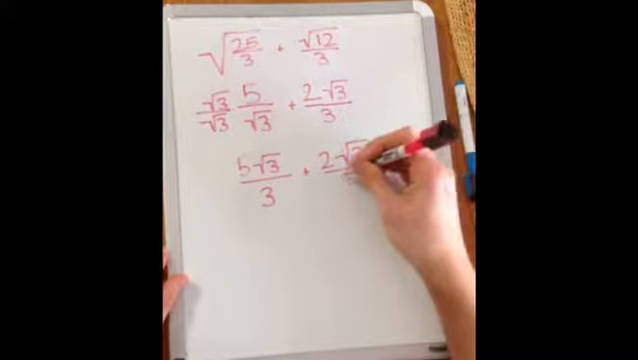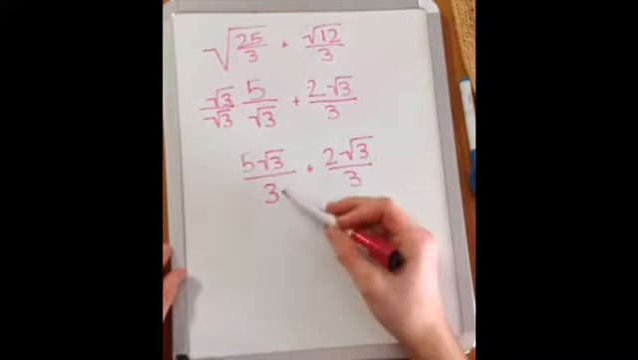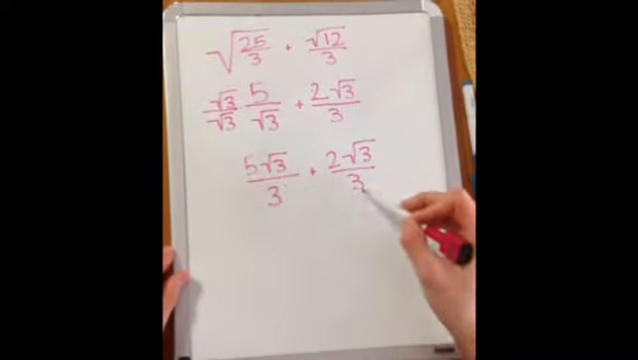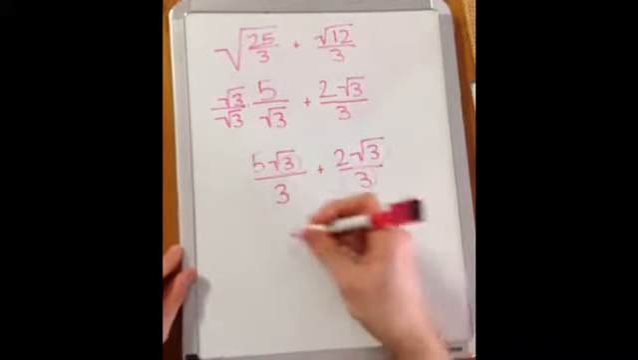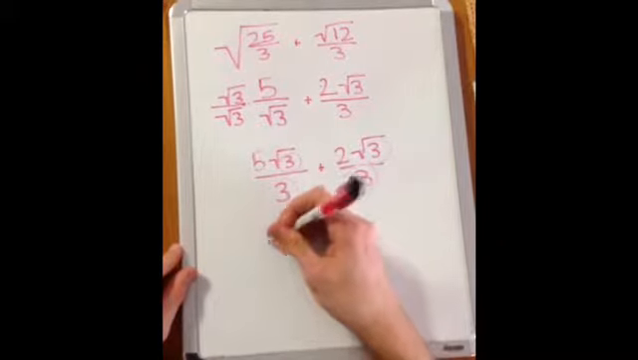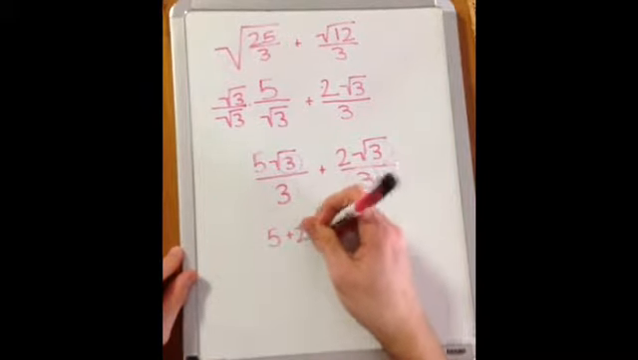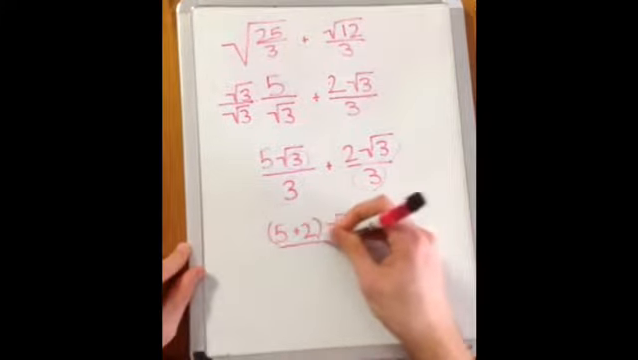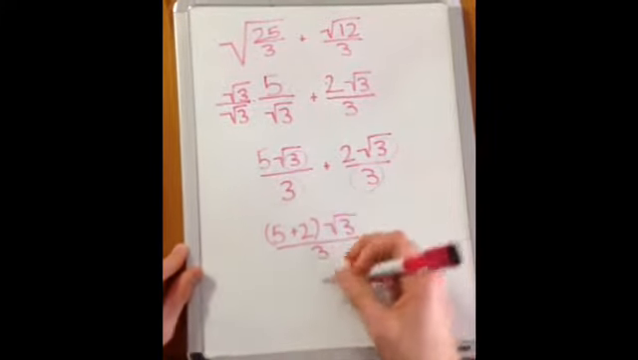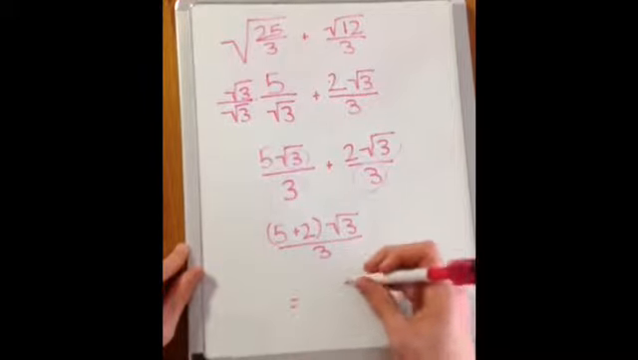Since the denominators and the radicals are the same, you can add the coefficients together. Now you add 5 and 2 times the square root of 3 over 3, and your final answer will be 7 times the square root of 3 over 3.